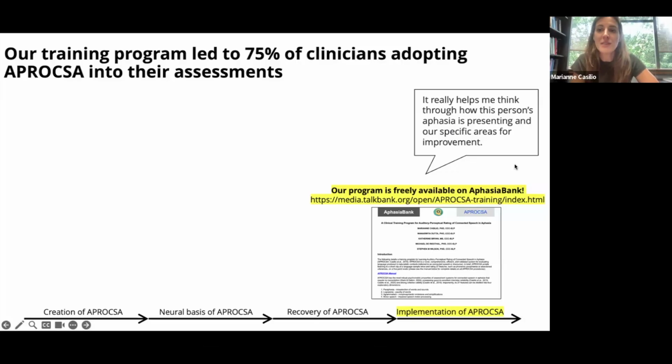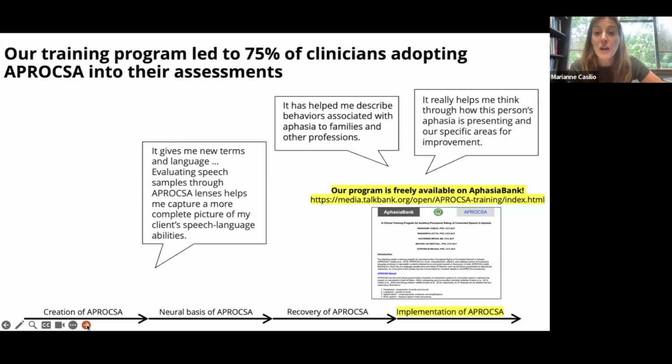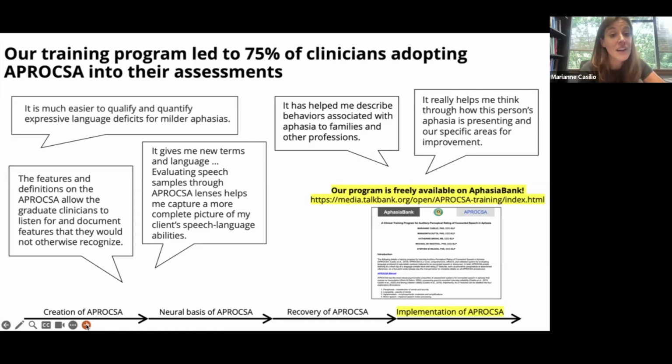So one clinician said, it really helps me think through how this person's aphasia is presenting and our specific areas for improvement. It gives me new terms and language. Evaluating speech samples through APROCSA lenses helps me capture a more complete picture of my client's speech language abilities. It has helped me describe behaviors associated with aphasia to families and other professions. The features and definitions on APROCSA allow the graduate clinicians, this is someone who moved to an academic field doing teaching and clinical supervision, to listen for and document features that they would not otherwise recognize. And it is much easier to qualify and quantify expressive language deficits for milder aphasias. So really thrilled to get this feedback and to be hearing that APROCSA is there out in the wild.